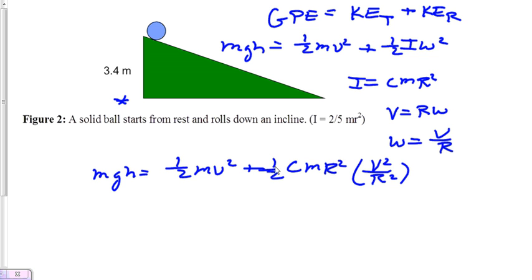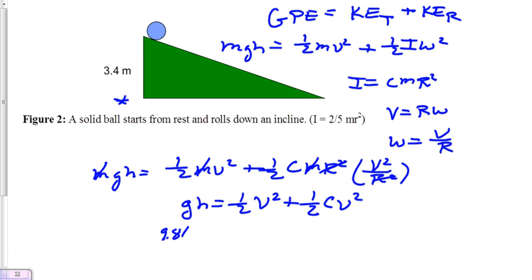There's a mass in each of these expressions that can cross off, and r squared divided by r squared can cross off. So we're left with a simple equation, gh is equal to 1/2 v squared plus 1/2 C v squared. Again, the C is a constant that occurs in front of the mr squared and depends on what kind of object is rolling.